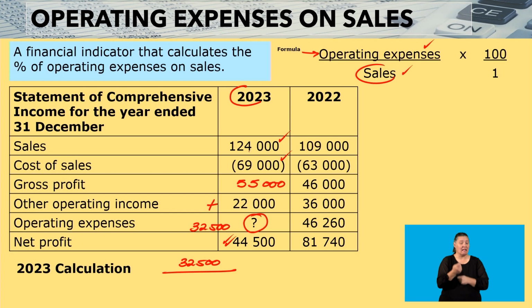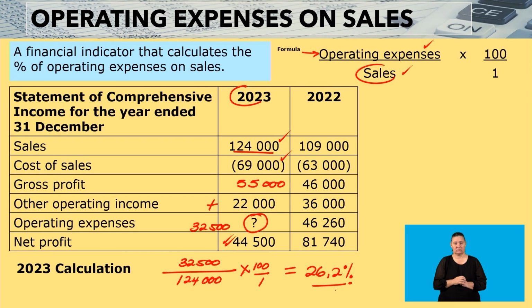I now want to get my sales amount. My sales is given, this is 124,000. So I'll divide 32,500 by 124,000. Then I multiply everything by 100 over 1. Very important. We want to calculate the percentage. Let's punch that in our calculators. Then you will see you will get 26.2%. This becomes the percentage operating expenses on sales.